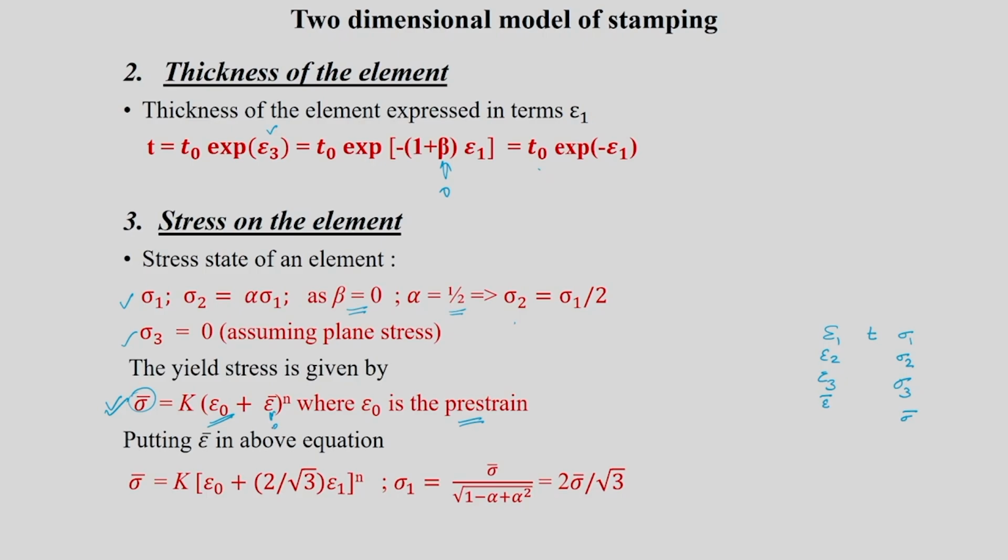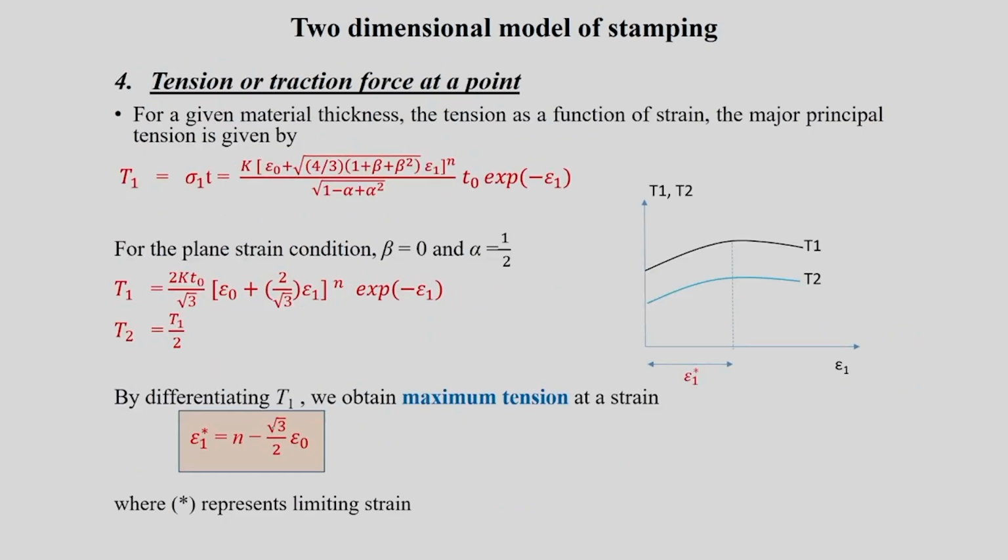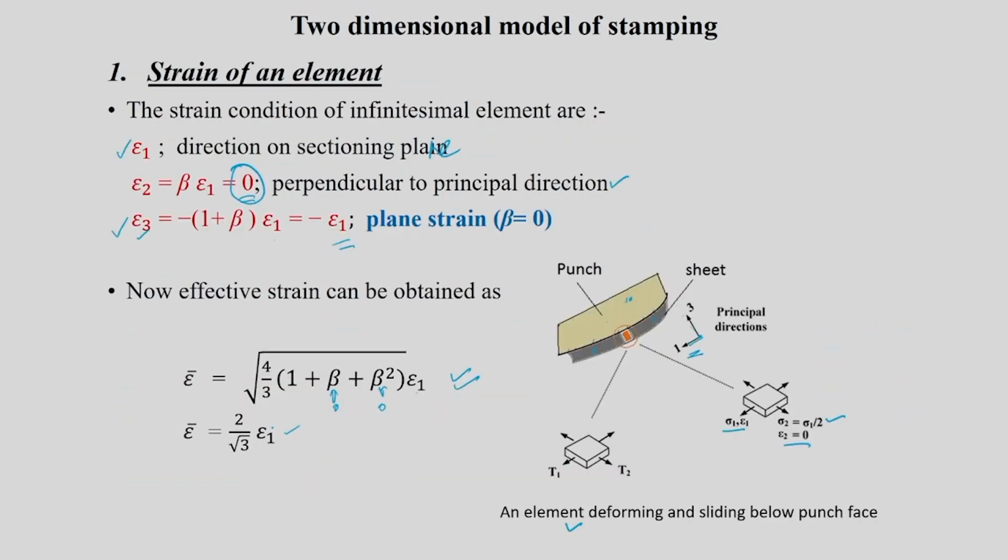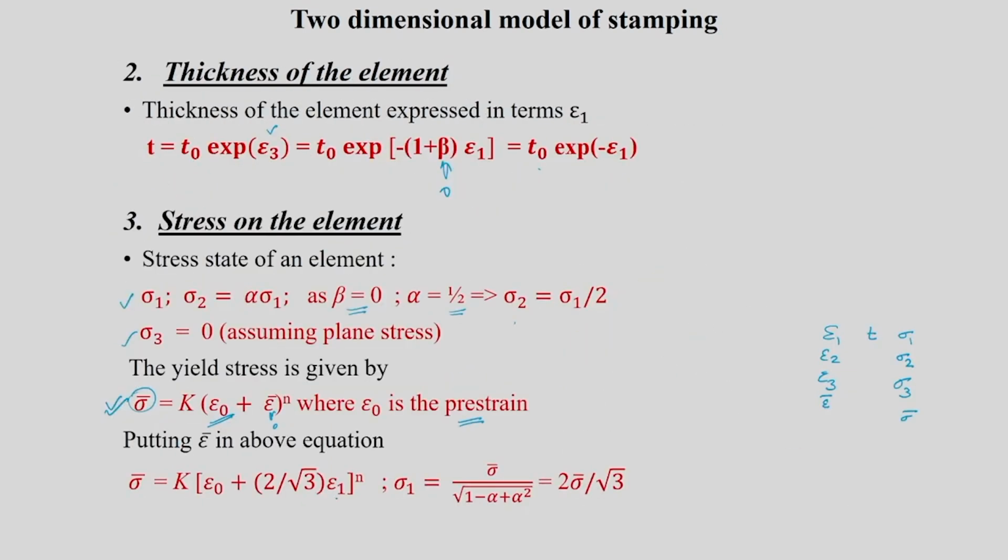Because epsilon naught is a constant, and K and n are material constants, epsilon bar is the one that is going to change, with respect to this equation which you already derived: 2 by square root of 3 into epsilon 1, which I put here, power n. Then sigma bar can be obtained. If I know sigma bar, I can get sigma 1 by the relationship sigma bar divided by square root of 1 minus alpha plus alpha square.